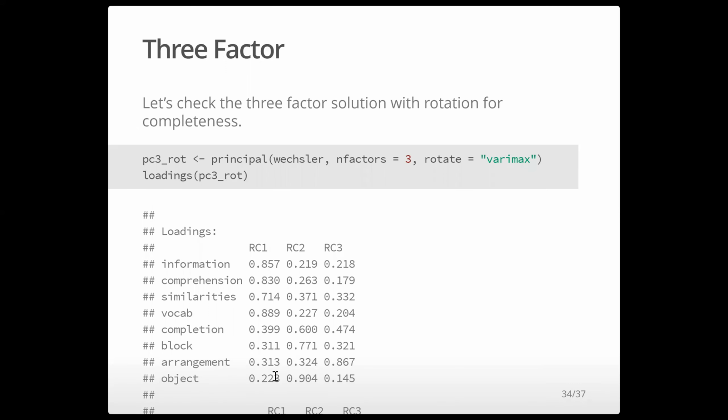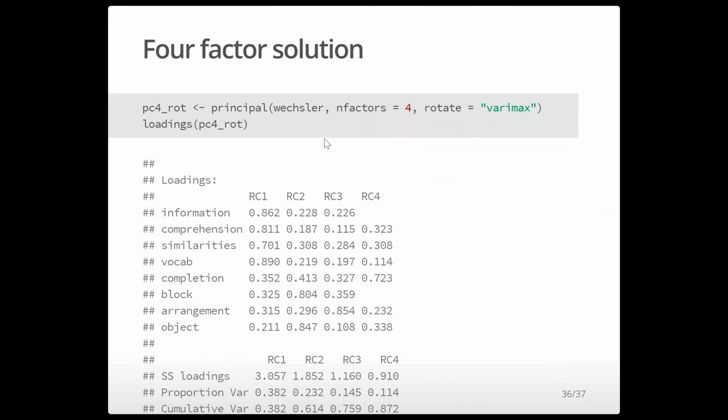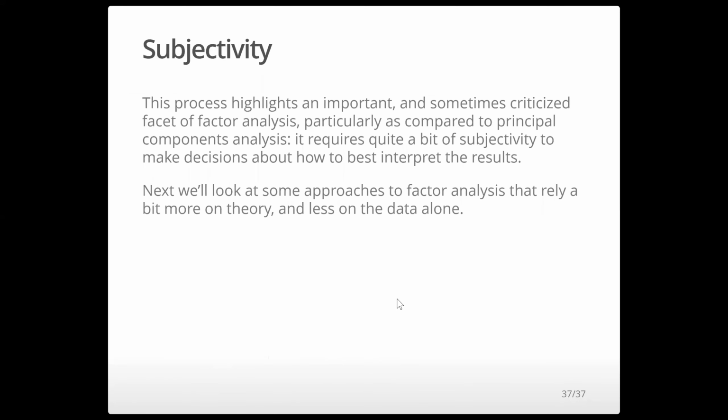We can also look at a three-factor solution here, and now we're getting a little bit messy. It looks like maybe this arrangement variable is loaded by the third factor, but otherwise the pattern's pretty similar. Based on the scree plot, I probably wouldn't interpret the three-factor solution here. And in the four-factor solution we really aren't seeing much now. Maybe completion is the fourth factor. And notice that some of these are missing. This just means they're less than 0.1.